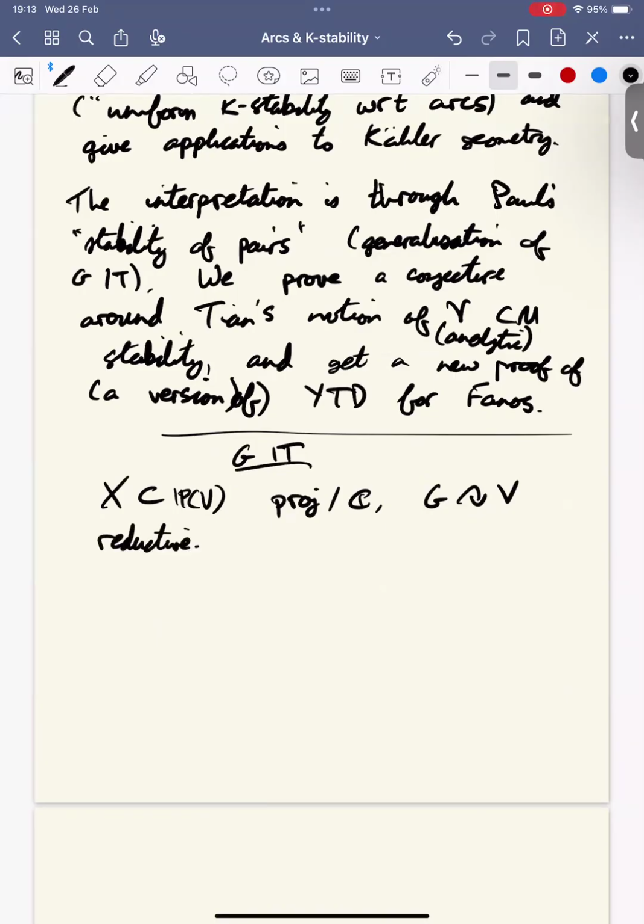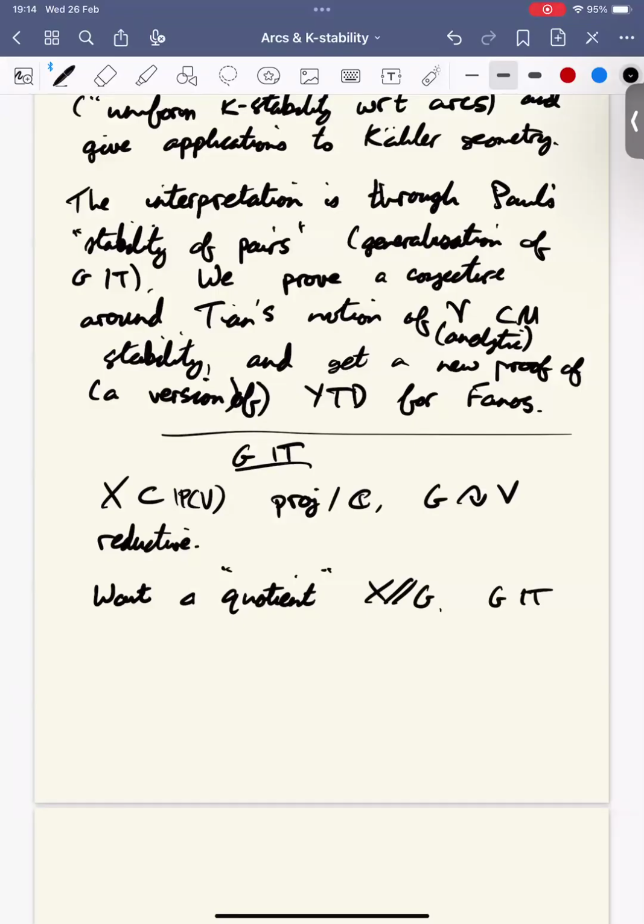So as we're working over the complex numbers, this means that G is the complexification of a maximal compact subgroup, for example. But in the talk, the special linear group and the general linear group are the only ones that will play a role. So the goal of GIT, being the quotient theory of algebraic geometry, is that we want to construct a quotient X mod G, but we have to define what we mean by a quotient.